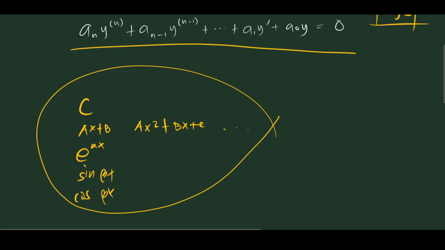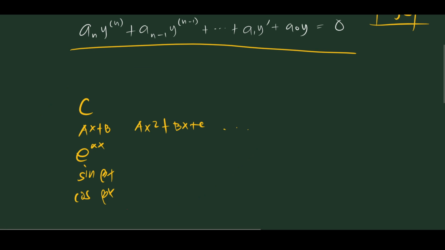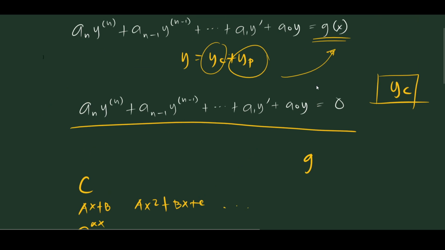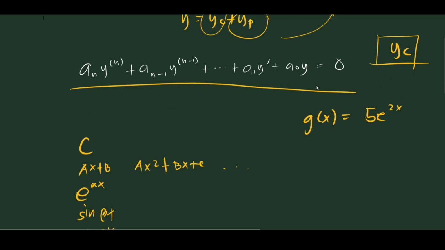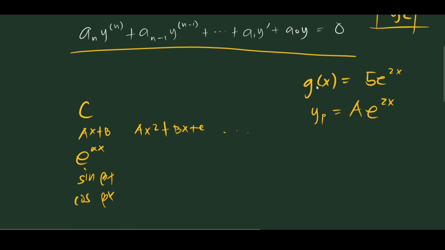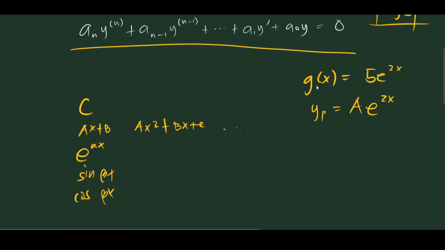It can be a little bit unclear, so in order to make it clearer, let's cite an example. Let's say g of x is equal to 5e raised to 2x. The appropriate form of yp would be a, which is an arbitrary constant, times e raised to 2x. If we take y prime of p, we will get 2a e raised to 2x, right? And then y double prime of p is equal to 4a e raised to 2x.